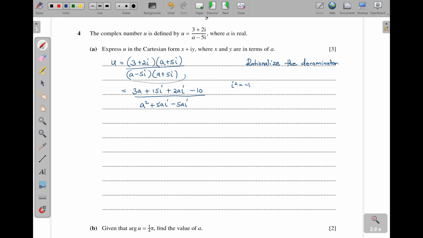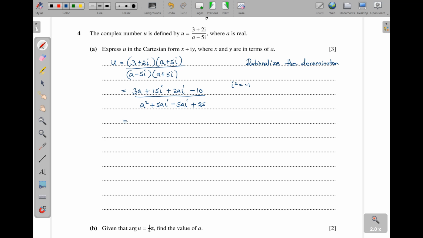This is actually the difference of 2 squares. You can just get a squared, then minus 5i squared. So then we shall have minus 25i squared. But you know that i squared is negative 1. So that means this one is going to become a plus. So I can just put here a plus.